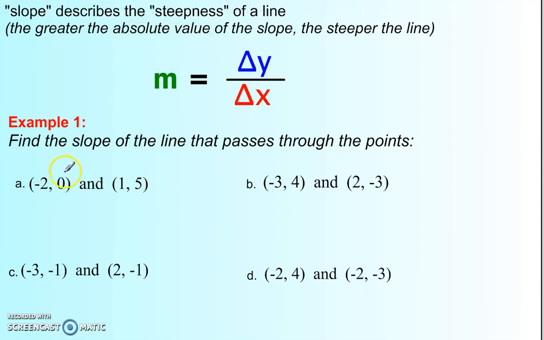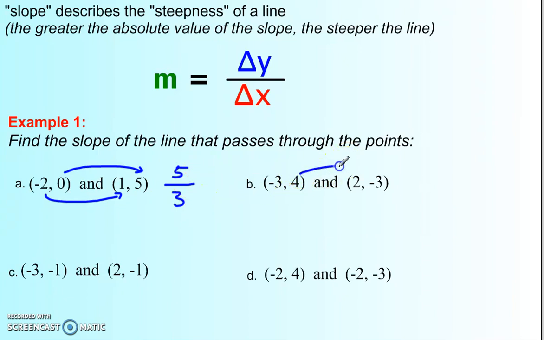For example A, we go from 0 to 5. That's a change in 5. And from negative 2 to 1, that's a change in 3. So 5 over 3. This is the one place where we leave improper fractions, is the slope.